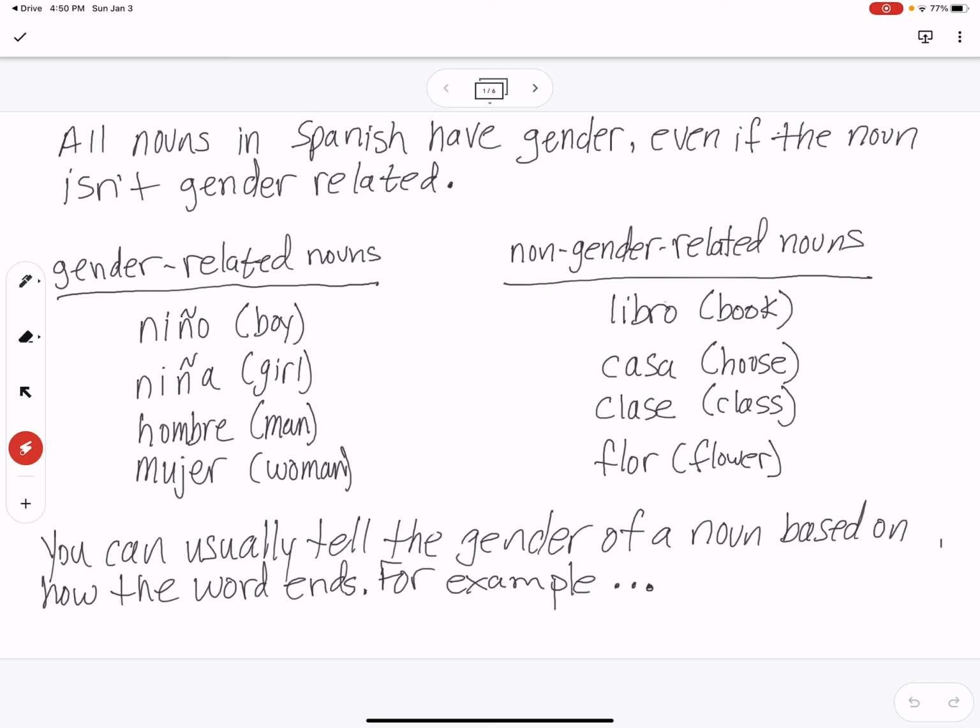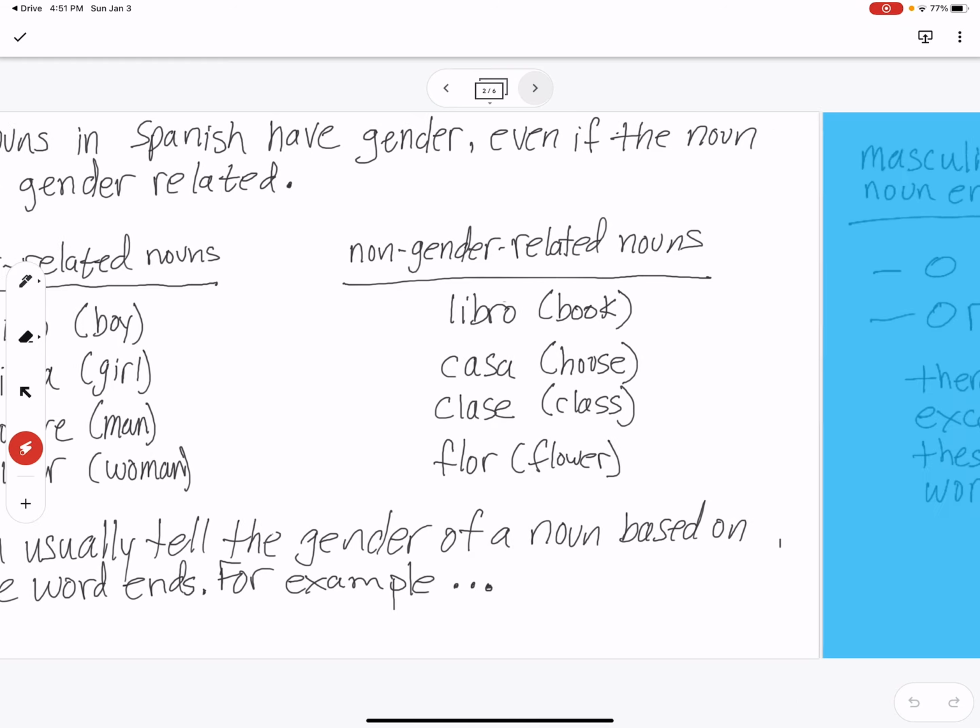So we're going to talk about some tips and tricks about how to tell whether or not these non gender related nouns are masculine or feminine. And seeing as we are dealing with parts of speech and not necessarily people, there is only going to be masculine and feminine that we'll be talking about as far as gender goes for these. So you can usually tell the gender of a noun based on how the word ends, meaning the final letter or letters of a word.